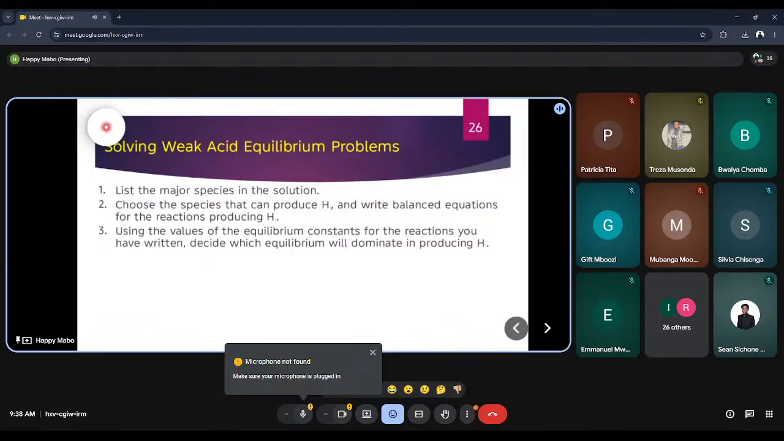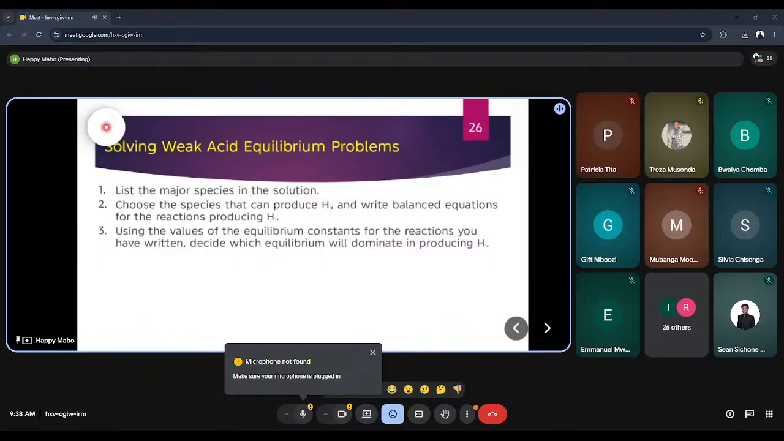So what this basically means is that whenever you have a system where a reaction is taking place, you may have a number of species that are participating in that particular type of reaction, all of which or some of which may be responsible for formation of hydrogen ions. Some of them will form hydrogen ions in huge amounts. Others may form hydrogen ions in minute quantities.